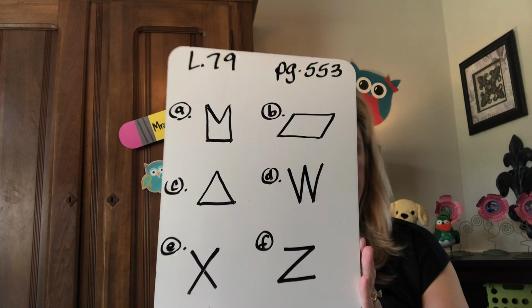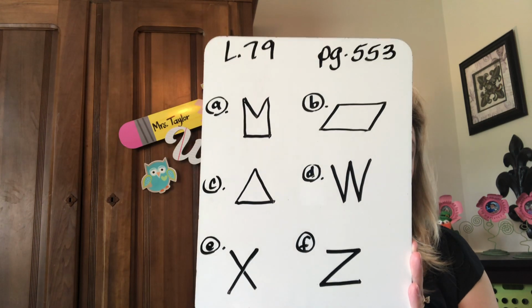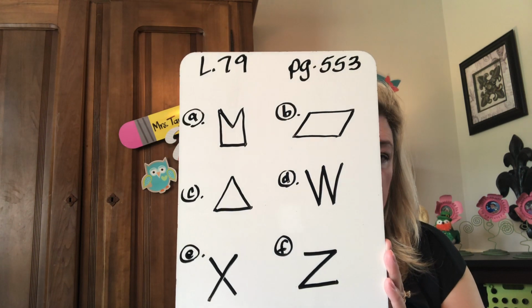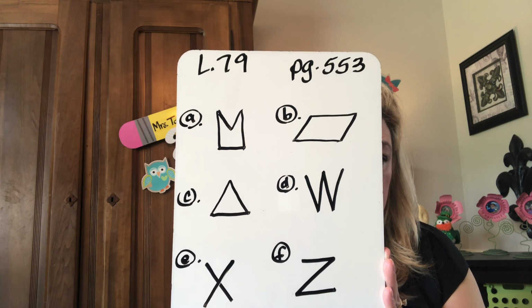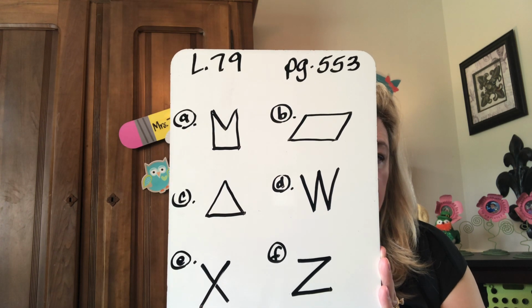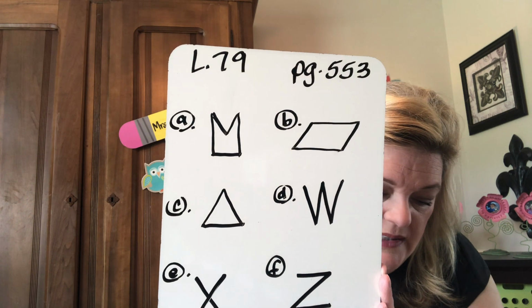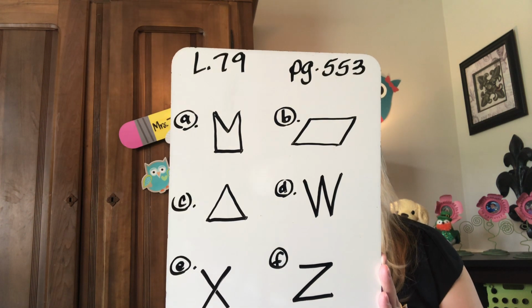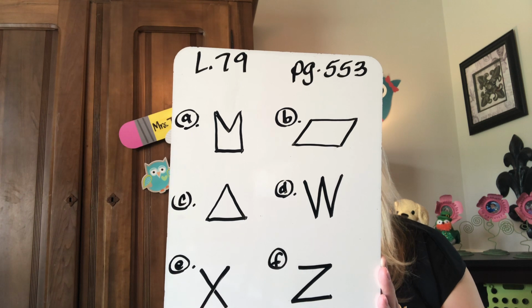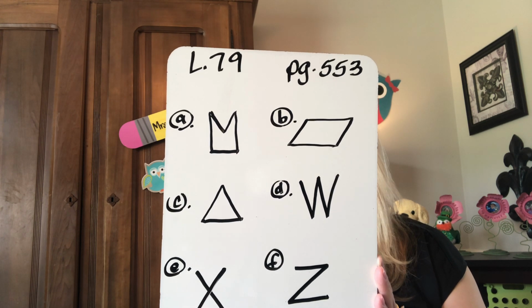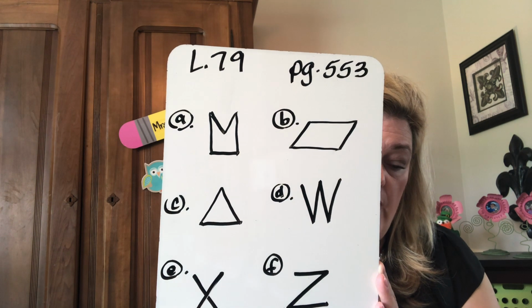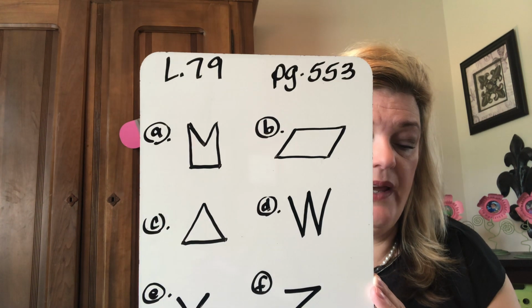All right, so here's Miss Taylor's lovely artwork. And your notebook paper will look something like this. You'll write name, subject, date, yeah. Math, page 553, lesson 79. And today's date is April 22nd. And we are going to do A through F together.